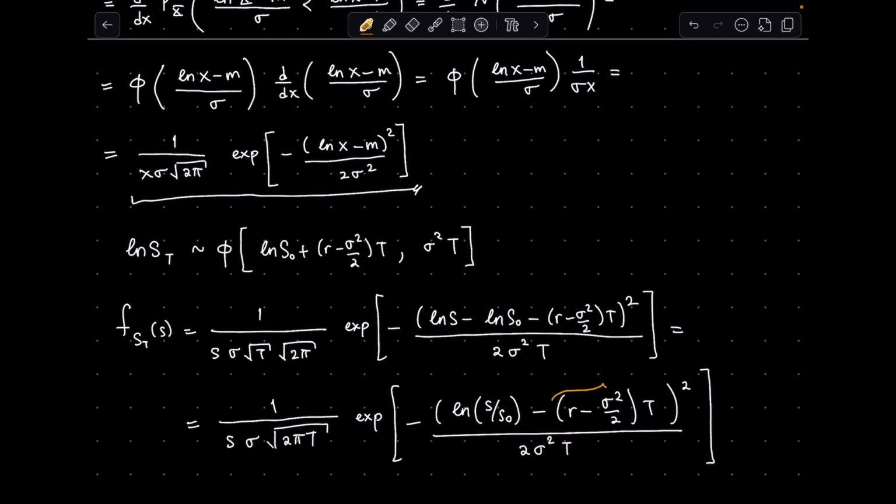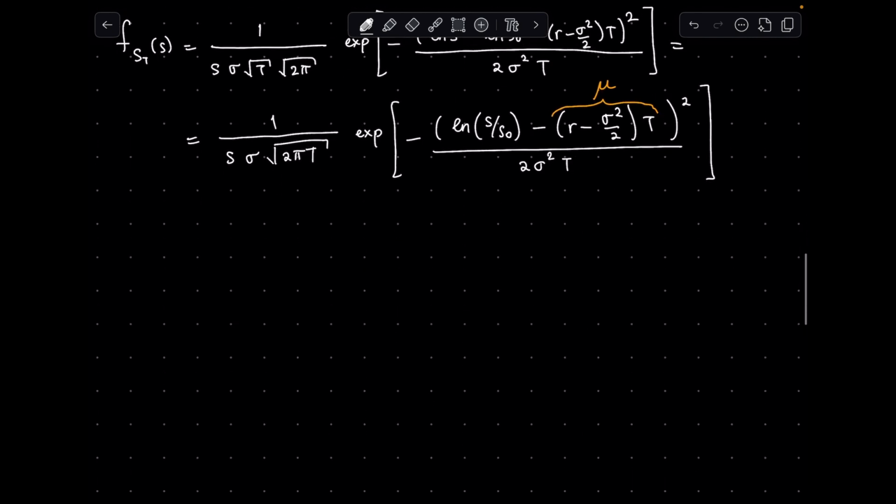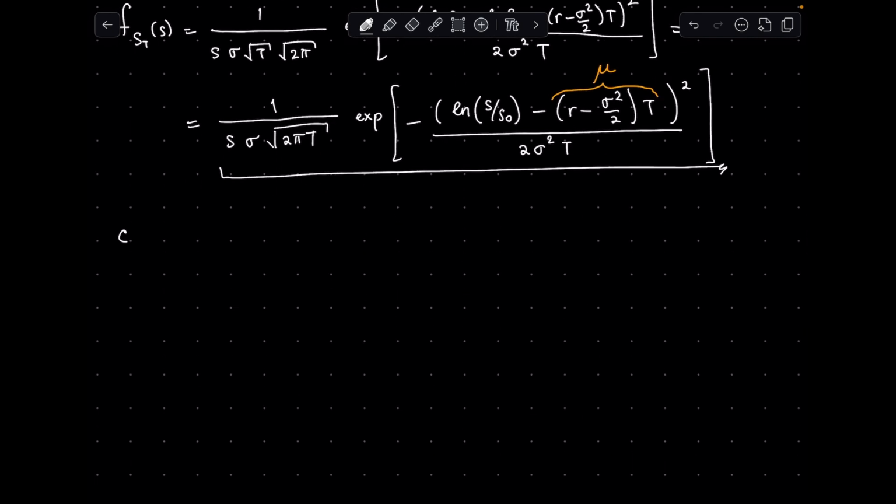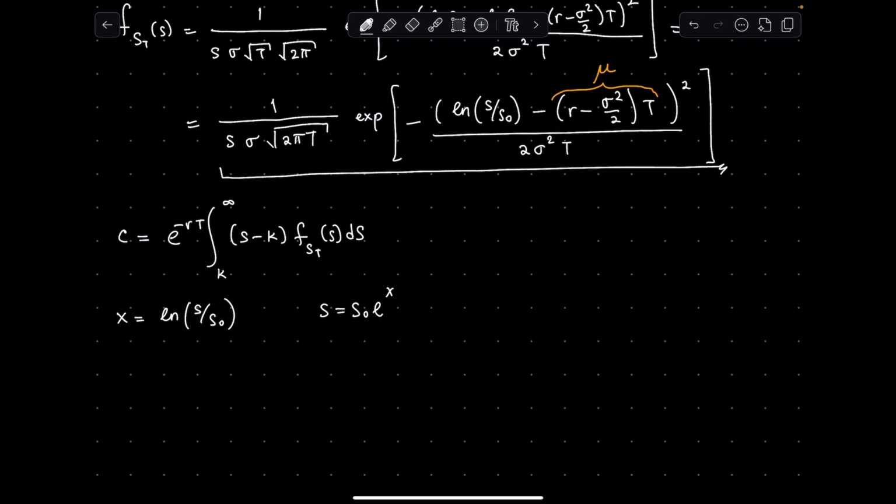Note that this term is the mean of ln s over s0, so let's call this mu for simplicity. Okay, now that we have the PDF of the FST, let's come back to our integral. Plugging in the FST is going to give a pretty complicated integral, so we need to simplify it using a change of variable. Let's call ln s over s0 as x. Then we can substitute for s, ds, and the limiting value xk.